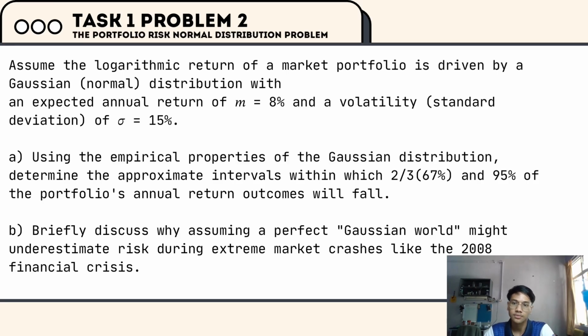For A, using the empirical properties of the Gaussian distribution, determine the approximate intervals within which 68%, 95%, and 99.7% of the portfolio's annual return outcomes will fall. And the second question is, briefly discuss why assuming a perfect Gaussian world might underestimate risk during extreme market crashes like the 2008 financial crisis.